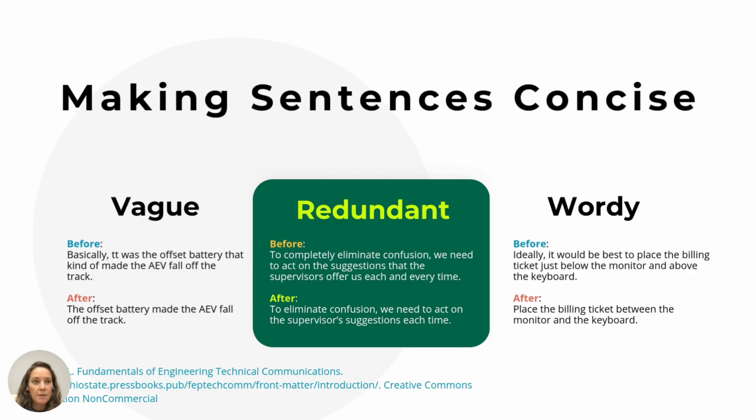And then, of course, thinking about wordiness, an example: ideally, it would be best to place the billing ticket just below the monitor and above the keyboard. Again, that's a long sentence. There are more words in there than we actually need. So to be more concise, we could say place the billing ticket between the monitor and the keyboard. So really think about your sentences as you create them in your reports, making them specific and avoiding these 3 errors.